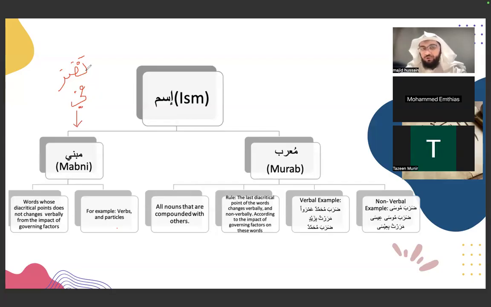And this is a very small topic, which we will cover inshallah after we finish Mu'arab, because we will start with Mu'arab today. So Mu'arab: all those words whose diacritical points keep changing, and it governs them and helps to connect the sentences. As mentioned in the rule, the last diacritical point of the words changes verbally or non-verbally. Non-verbally, I'll help to explain in the example. And it impacts the governing of these words. It helps us understand the changing of this diacritical point, what meaning it is actually creating.